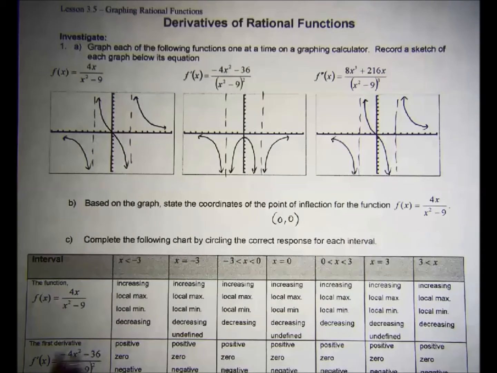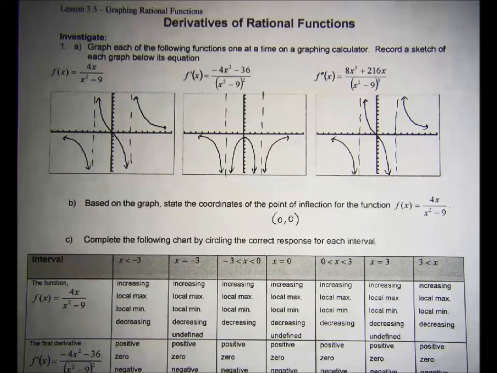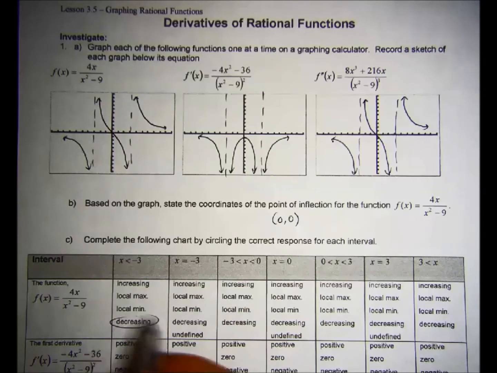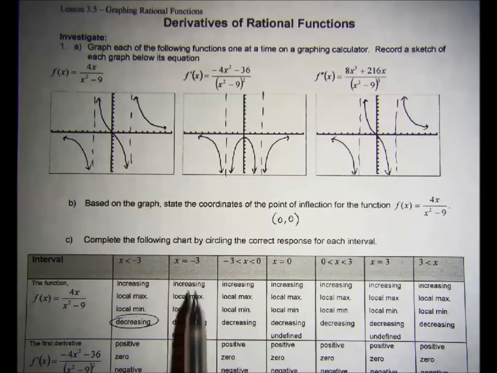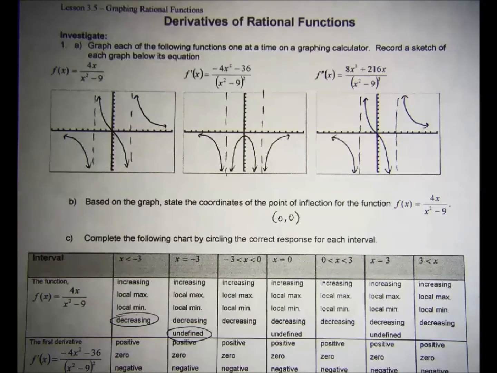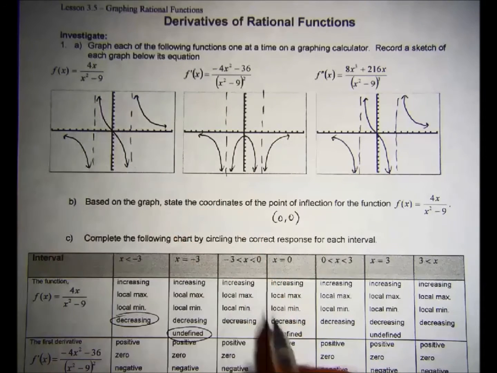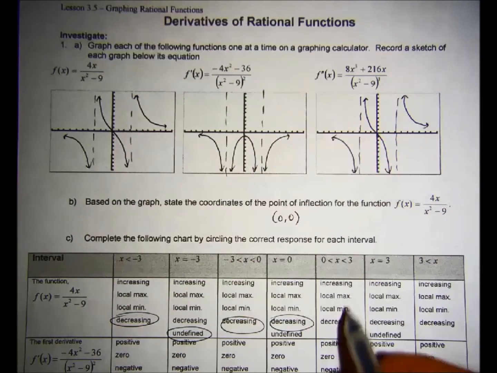So again, we're going to complete this investigation by looking at each of the graphs and figuring out what's happening on each interval. So when x is less than -3, the function is decreasing. At -3, we have an undefined value. That's where we have a vertical asymptote. From -3 to 0, the function is, again, decreasing. At x equals 0, still decreasing. And then when x is between 0 and 3, still decreasing.